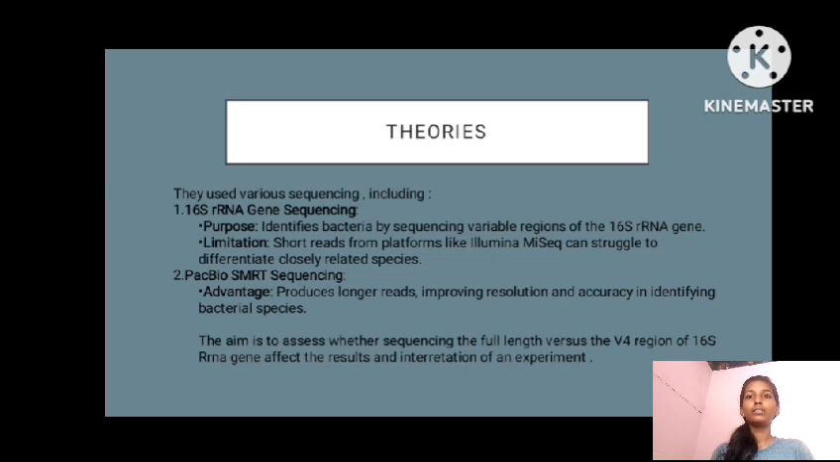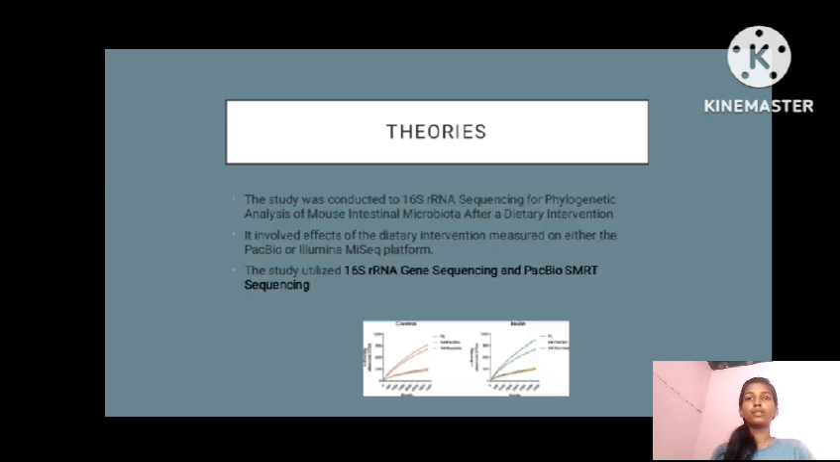Then second is third generation sequencing, which is PacBio SMRT sequencing. PacBio SMRT sequencing provides long read length. SMRT sequencing overcomes some limitations of short read technology. Here, the mice were fed a diet without and with inulin.